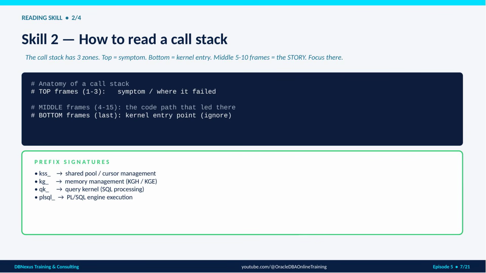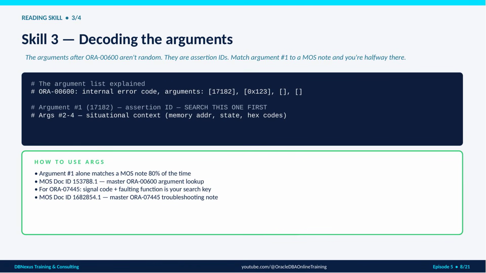Skill number 3, the arguments. You see this in the alert log: ORA-600 internal error code, arguments: [17182] [0x123] [empty]. Those numbers are not random. They are assertion IDs. Argument number 1, the first one in brackets, is the search key. Match argument number 1 to a MOS node, and you're halfway there. Arguments 2 through 4 are situational: memory addresses, state codes, hex values. Useful for context, not for search.